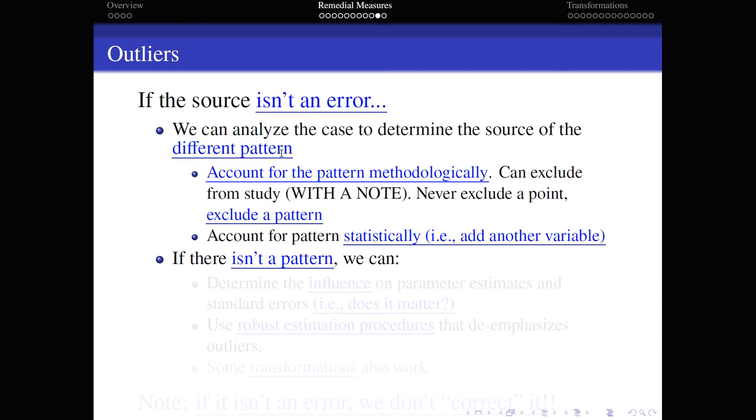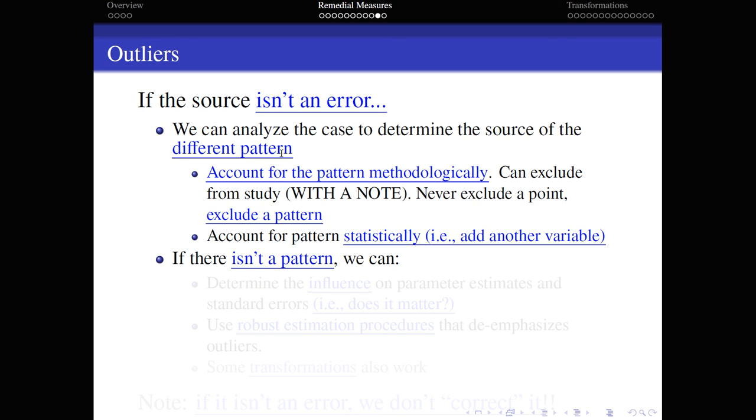Now, what happens if there isn't a pattern? I look at this person who weighs 120 pounds. I don't really see anything that separates them. I mean, they don't play any weird positions. They don't have any intellectual disabilities. They're not a girl on a boys football team. Nothing's going on. It's just an outlier.